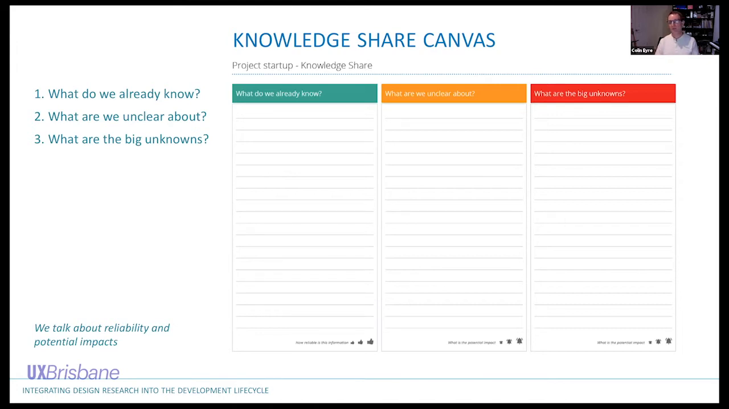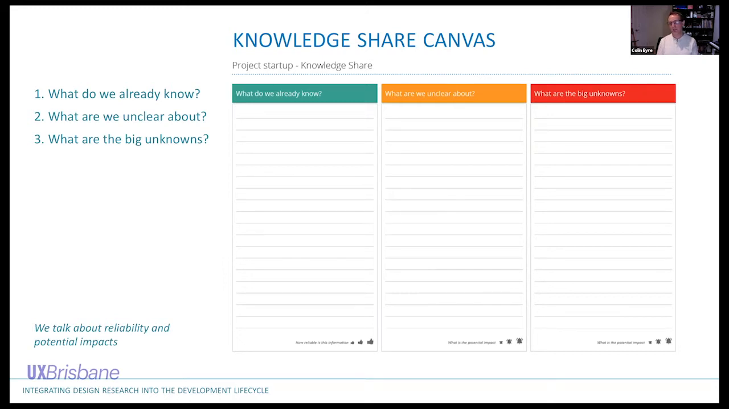The last part for the big unknowns, these are things that definitely can scupper a project. An example of that would be if we were working on a project with a third party and we were to have to integrate with a third party, but nobody on the team knew if there was an API even available or how we're going to integrate. Well, that would be a big unknown.